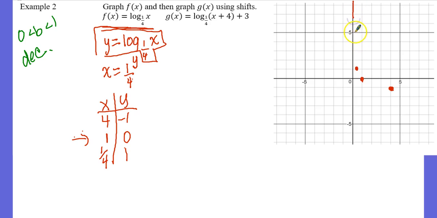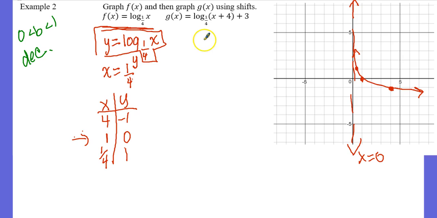Of course, our vertical asymptote is still here. We can never get 0 for x. We can never get negative for x. Label your asymptote x equals 0. And draw your graph. So you see how it's really, really steep on the fall, and then as you hit your turning points, it starts to level out a bit. Okay, those turning points are really important.